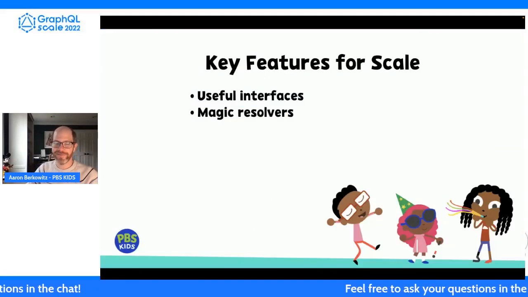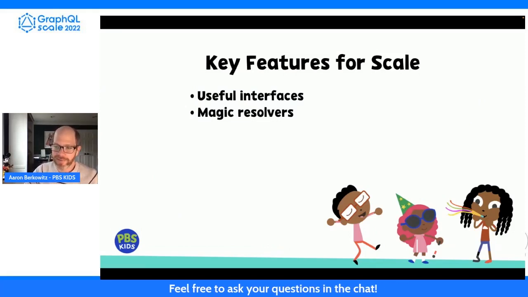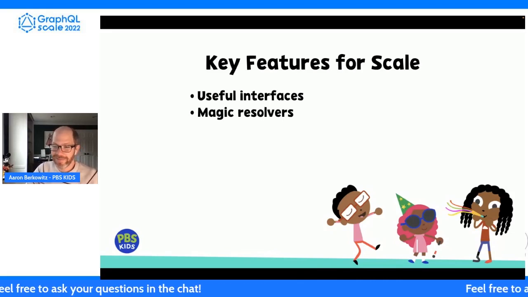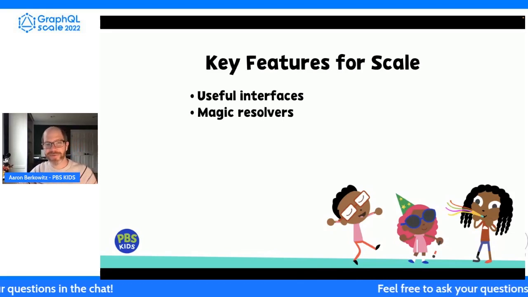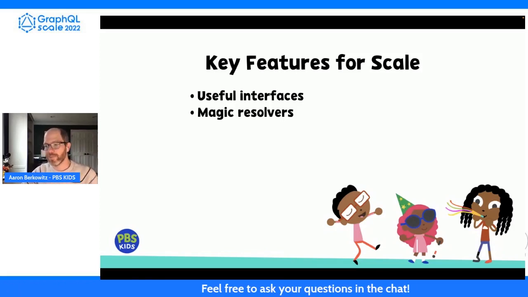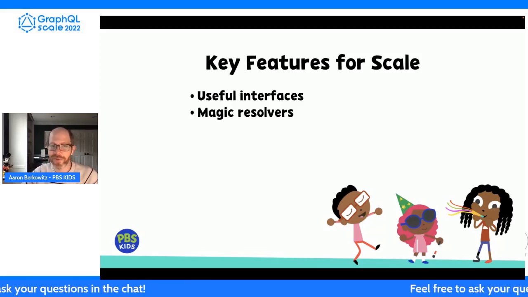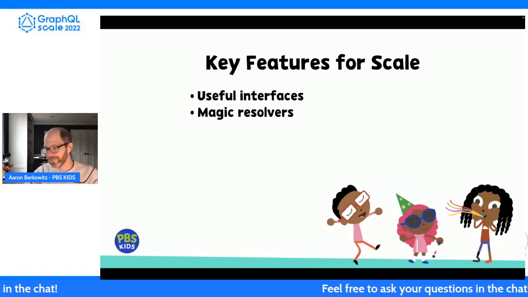So back to the graph here. Some key features for scale for us. And by scale, I don't mean the amount of traffic we get in our system, but more how we're scaling it internally as a product and a service that we're maintaining. So two important things here: useful interface and what we call magic resolvers.